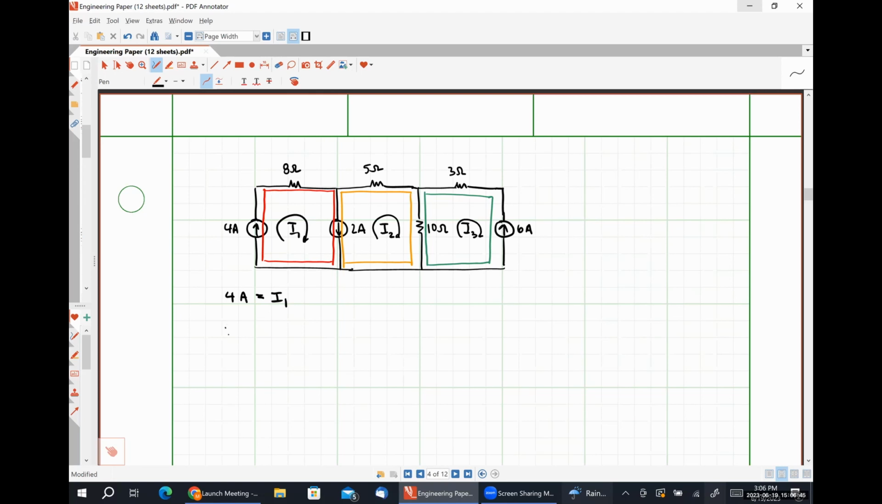But let's look at the 2 amp source. What's my current relationship here? I1 minus I2. And then finally, our 6 amp source over on the right. Negative I3.